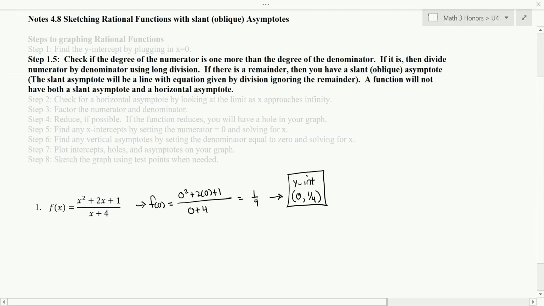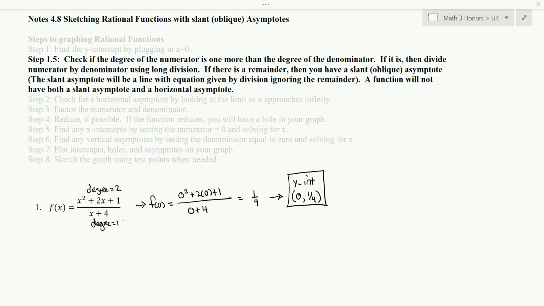So then the next step, the new step, is to check if the degree of the numerator is 1 more than the degree of the denominator. We've used that word, degree, before when we talked about polynomials, and degree is the highest power. So what's the degree of our numerator here? Here we got degree 2, and the denominator we got degree 1. If the degree of the numerator is 1 more than the degree of the denominator, then that's when we're going to pay attention to this. If it's not, then you just skip step 1.5 and keep going through like we did before. So that's a quick check. Here it's going to apply, so we need to keep going.